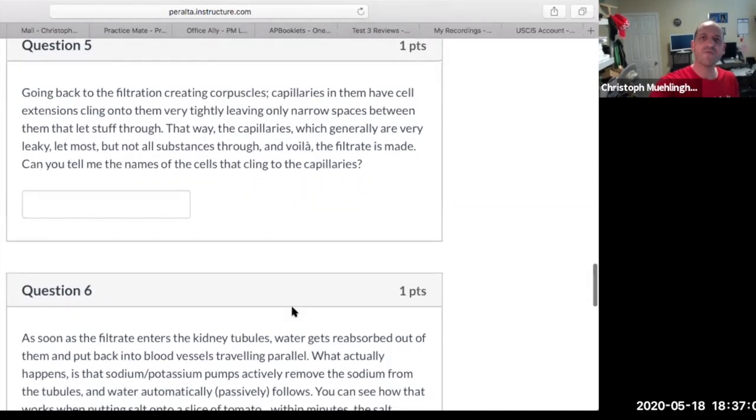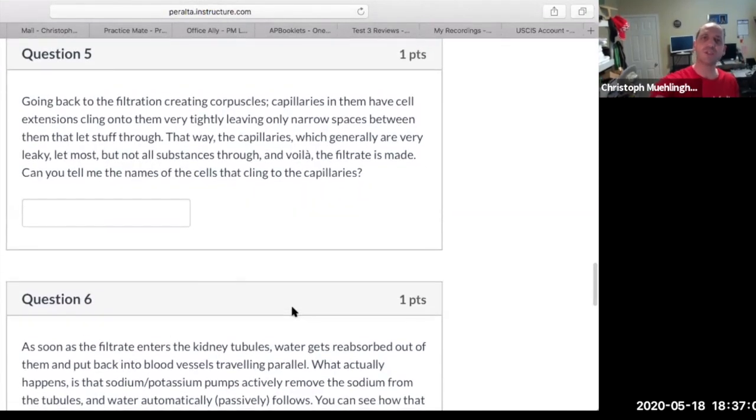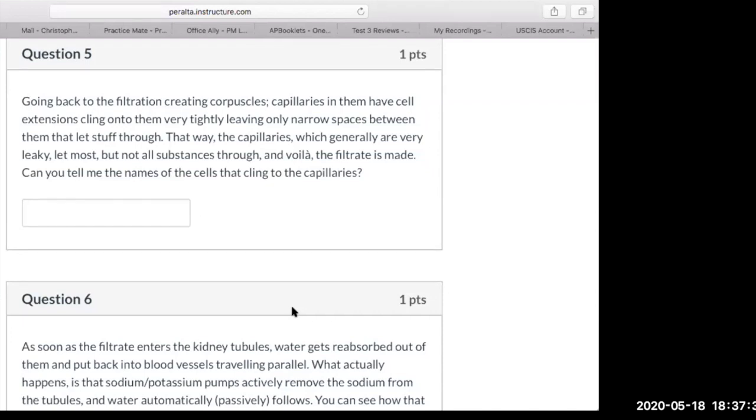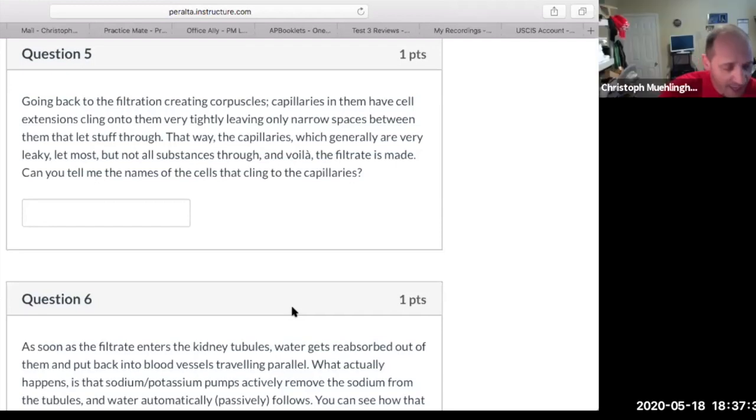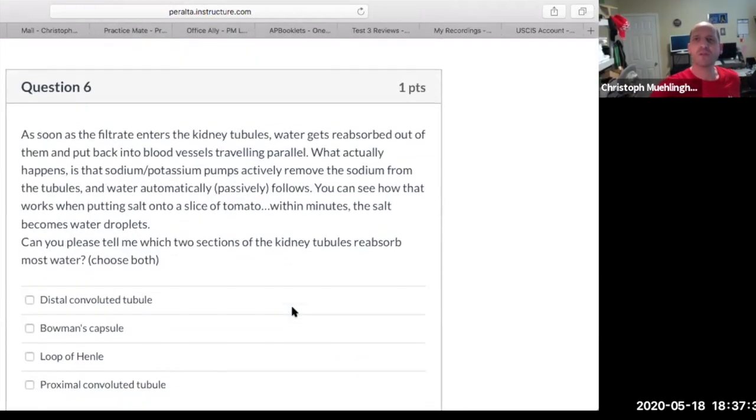Good, number 5, going back to the filtration, creating corpuscle, capillaries in them have cell extensions that cling onto them very tightly, leaving only narrow spaces between them that let stuff through. That way, the capillaries, which generally are very leaky, let most but not all substances through, and voila, we have filtrate. Can you tell me the names of the cells that cling to the capillaries? Podocytes? Podocytes. Very good. Pod means foot.